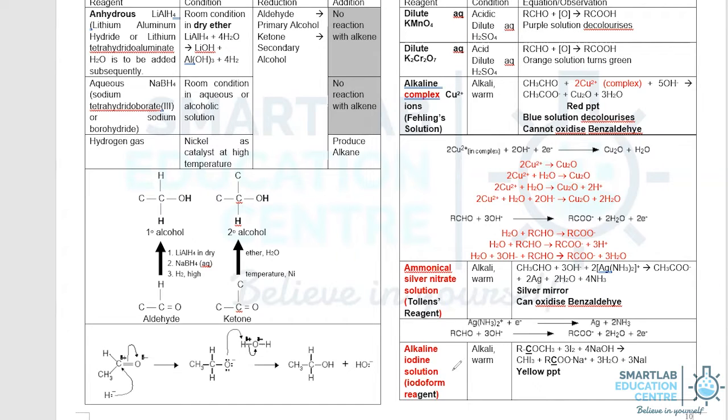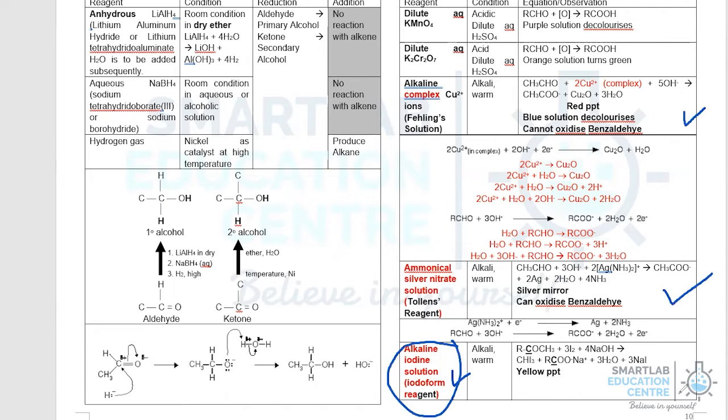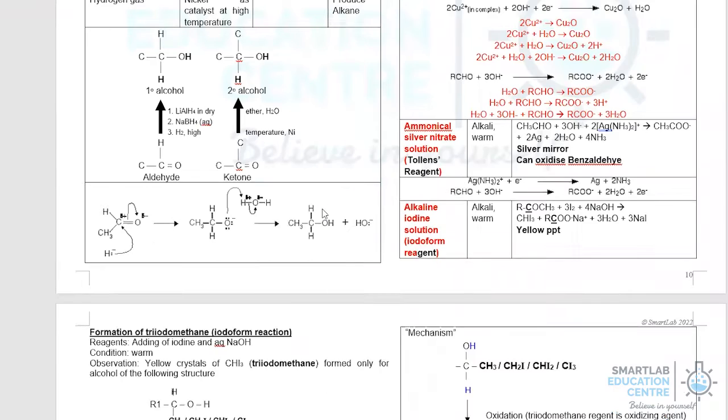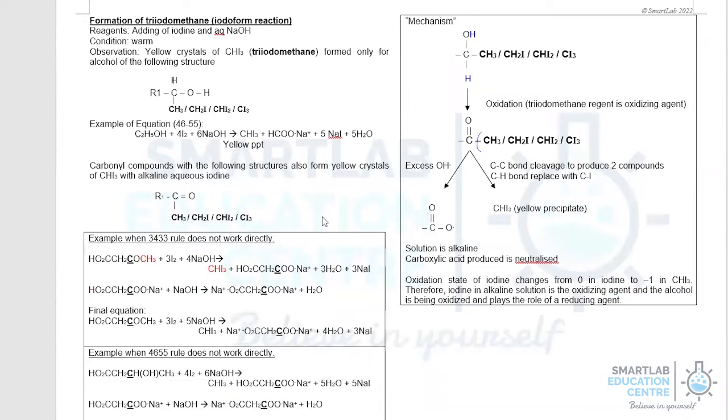Finally, before we get to the Iodoform test, we need to also highlight that the Iodoform reagent is also an oxidizing agent, and similar to your Fehling solution and Tollens reagent, they are all alkaline in medium. However, Iodoform reagent is used to test specific structures of alcohol as well as your ketone and aldehyde. So let's take a look now.